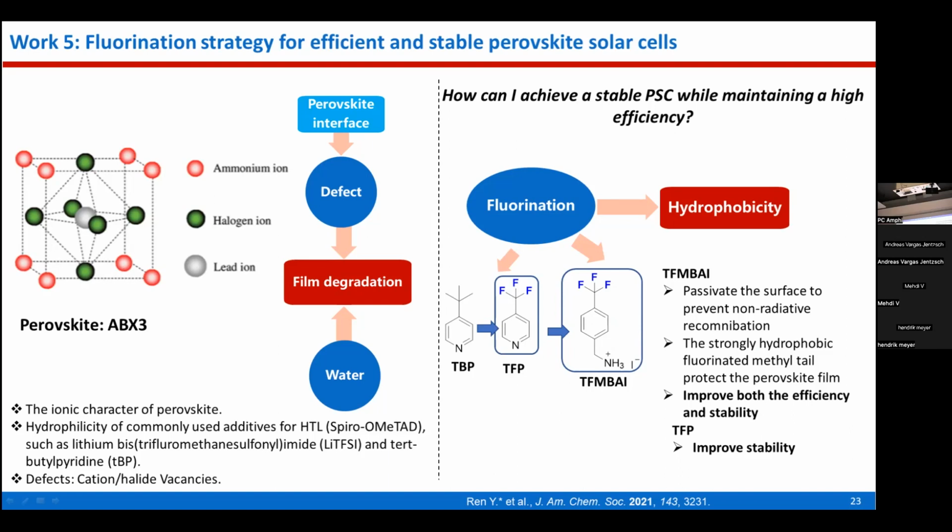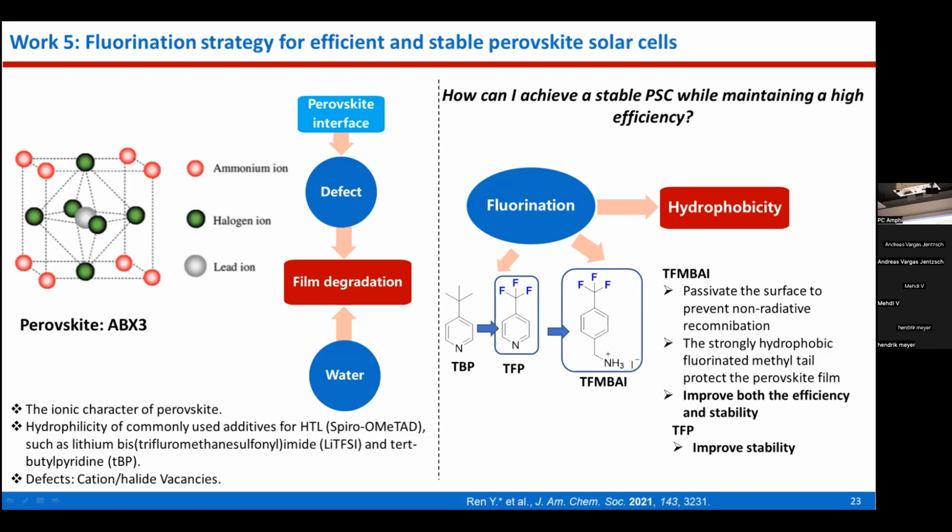On the other hand, the defects from the surface and the bulk of the perovskite solar cell not only affect the efficiency, but also limit the long-term durability. So for me, how can I achieve a stable perovskite solar cell while maintaining high efficiency? I wondered if I could use my expertise in the design and synthesis of organic functional materials. So my idea is very simple. I proposed a fluorination strategy.